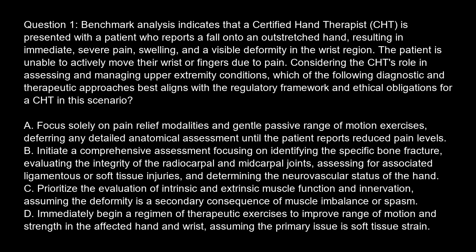Option C. Prioritize the evaluation of intrinsic and extrinsic muscle function and innervation, assuming the deformity is a secondary consequence of muscle imbalance or spasm. Option D. Immediately begin a regimen of therapeutic exercises to improve range of motion and strength in the affected hand and wrist, assuming the primary issue is soft tissue strain.